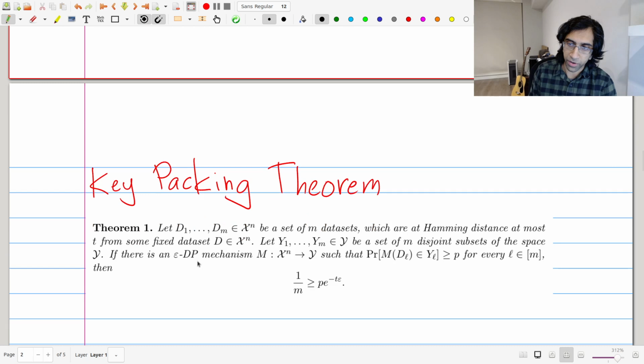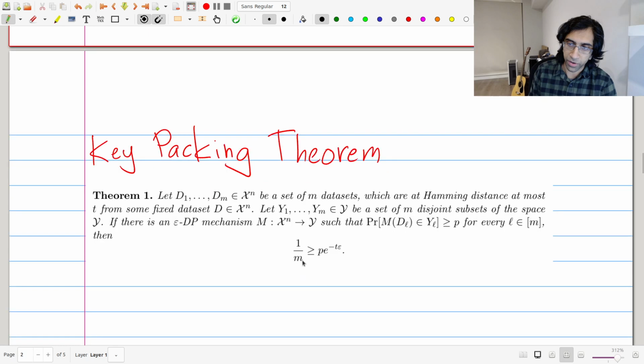And we say that if there's an epsilon differentially private algorithm which has this sort of accuracy guarantee, that the probability that the algorithm, when run on dataset i, has an output which is in set i, is large, say p, you can think of it as being a constant, like 1/2 or something, and this holds for every one of these data sets, that is, it's accurate on every one of these data sets, then we have the following rather weird bound. It might not be clear why this is useful, but we'll see. We have a relationship between the value of p, t, epsilon, and m.